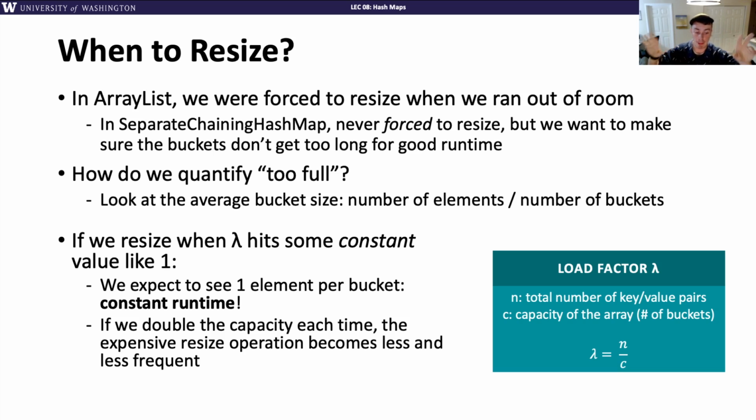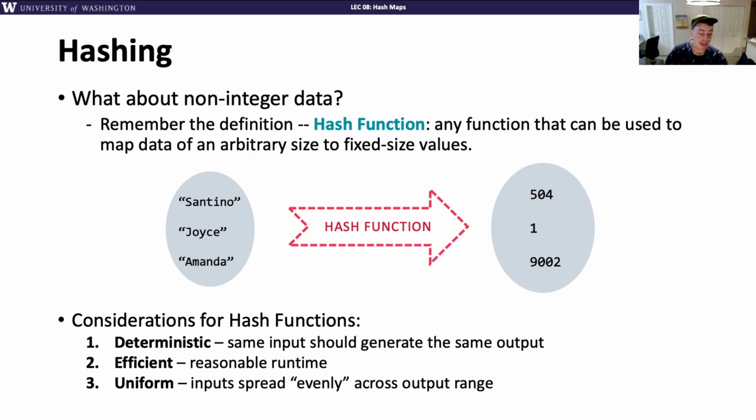You resize, and remember, you have to rehash everything and redistribute all those values. You resize when the load factor, the average number of values per bucket, gets too large. Okay? That's resizing. The last thing we want to tackle is how do we handle non-integer indices or keys?